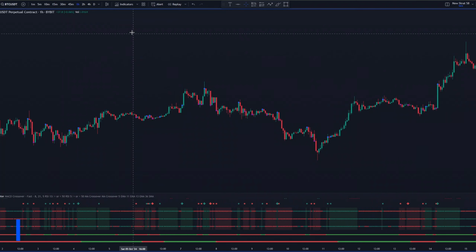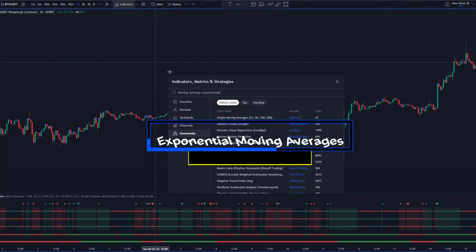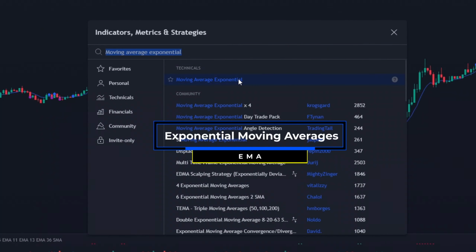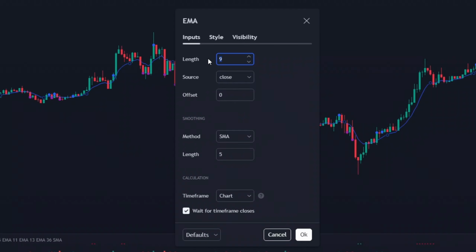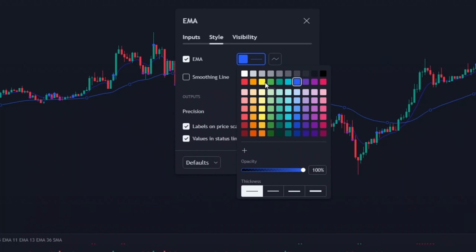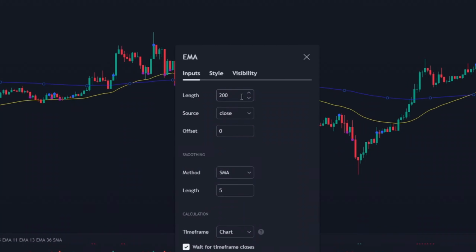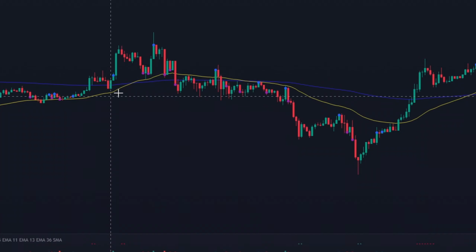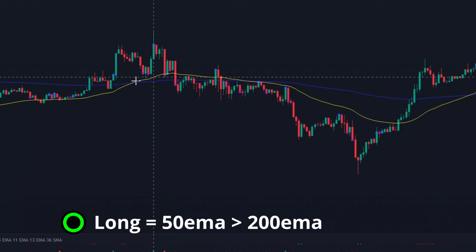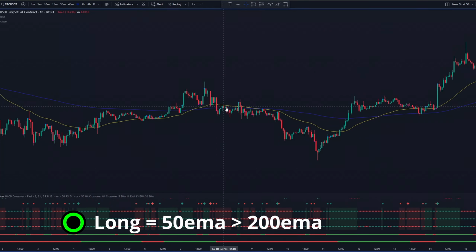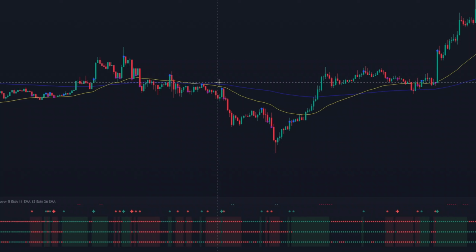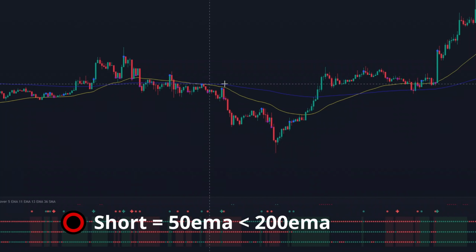And then, as a trend confirmation, we're gonna use 2 moving averages. We're gonna click 2 times on moving averages. The first, the fast MA, we're gonna use 50. We're gonna change the color from blue to yellow. And the second EMA has a length of 200. We're gonna open a long position whenever the 50 EMA is above the 200 MA. Conversely, we're gonna open a short position whenever the 50 is below the 200.